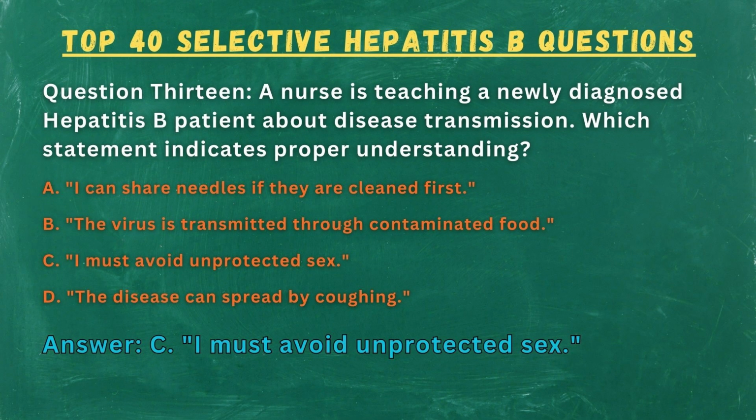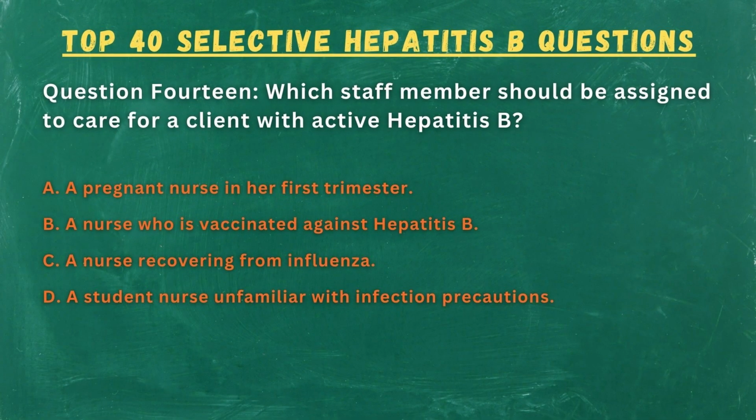Answer: C. I must avoid unprotected sex. Question 14. Which staff member should be assigned to care for a client with active hepatitis B? A. A pregnant nurse in her first trimester. B. A nurse who is vaccinated against hepatitis B. C. A nurse recovering from influenza. D. A student nurse unfamiliar with infection precautions.